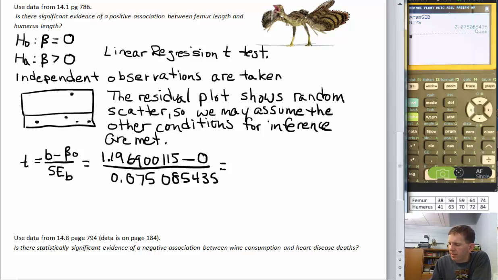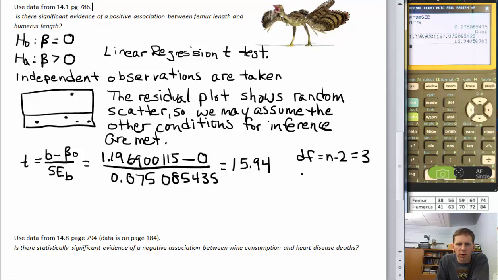Now, if you actually divide these numbers on your calculator, if you take the 1.196900115 number minus 0, which is the same thing, and divide it by 0.075085435, your calculator spits out an answer of 15.94. Your degrees of freedom, of course, in this problem are equal to n minus 2. 5 data points minus 2 is equal to 3.